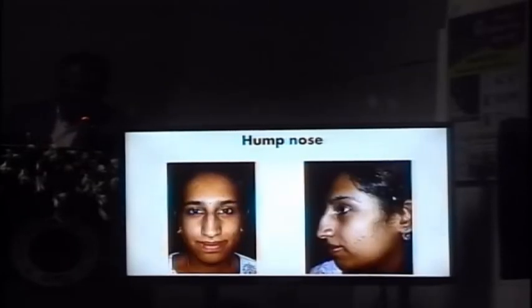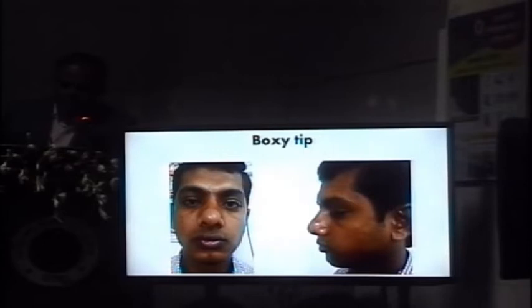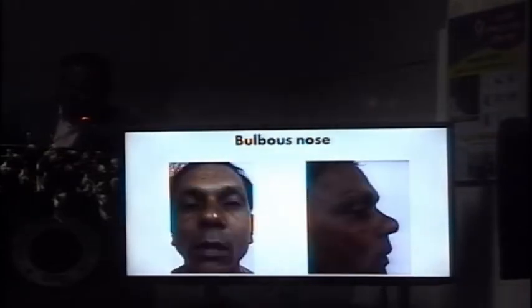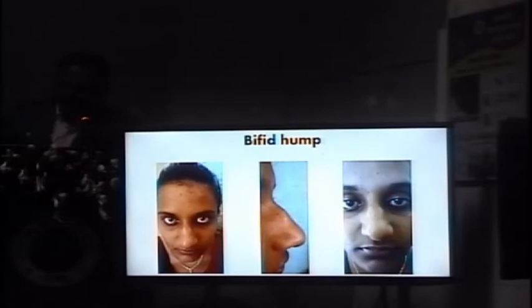One more case of hump nose. One more case of hump nose and deviation of the nasal framework. These are all C-shaped deviations of the nasal framework. This is a boxy tip. The tip is bulky. Then bulbous nose and deviation of the nasal framework. In these cases you can give good results.